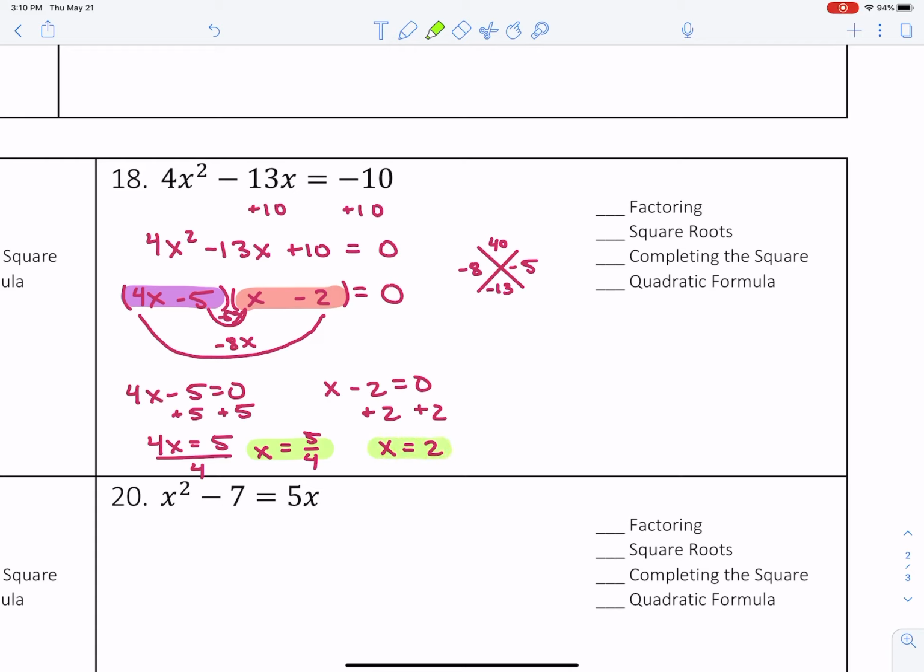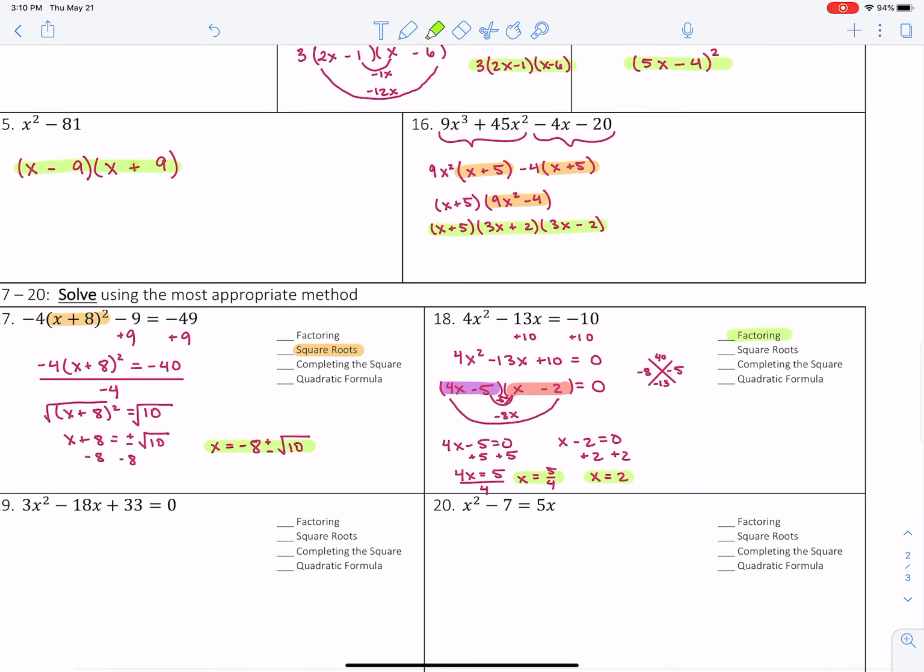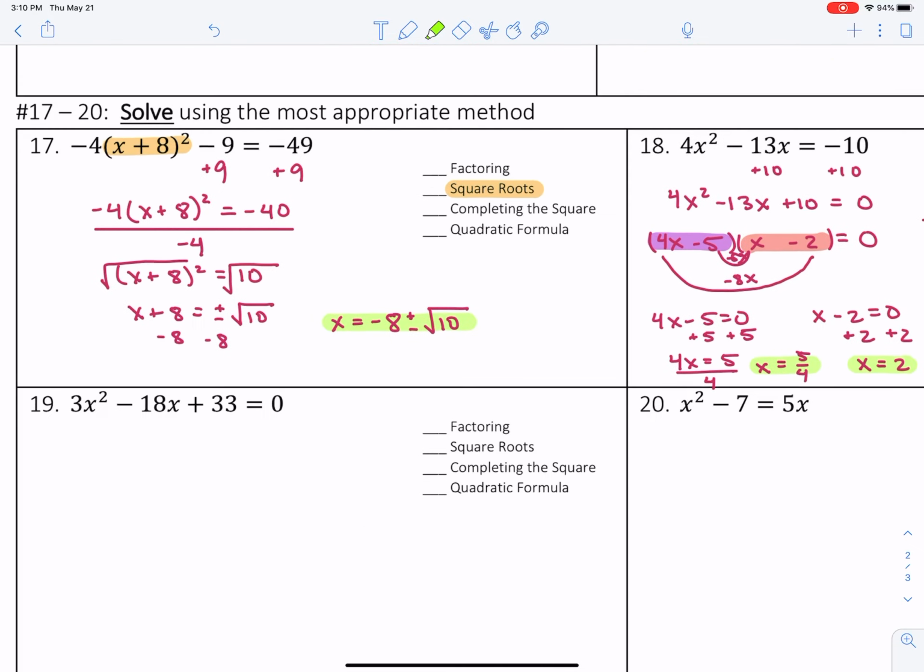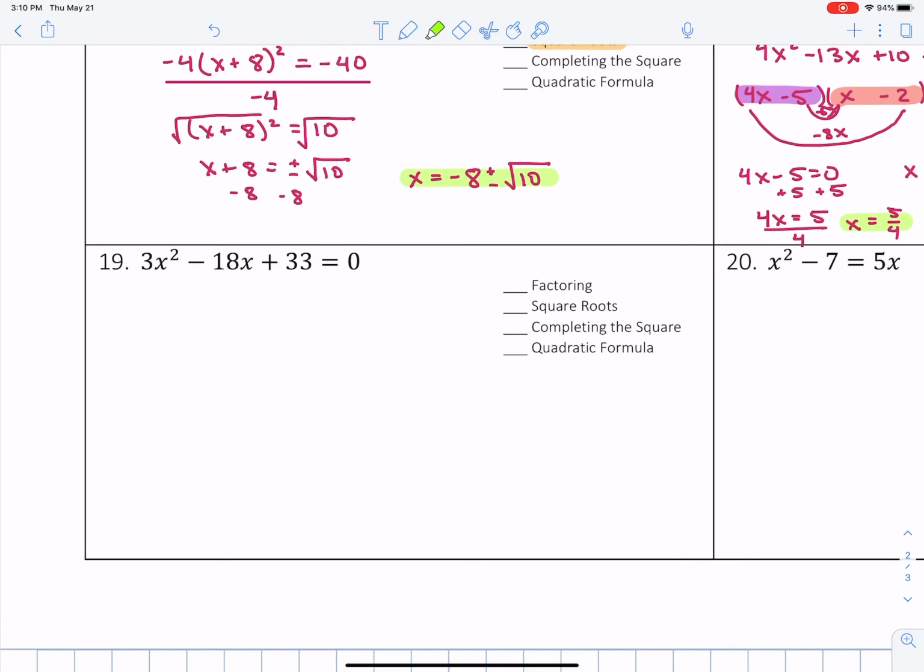We solved this one by factoring. We could factor that one. Always try factoring. It ends up being the easiest method if you try it out.